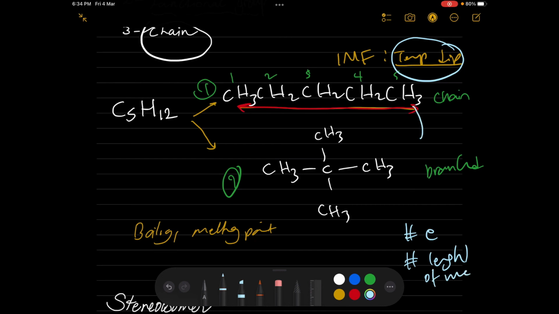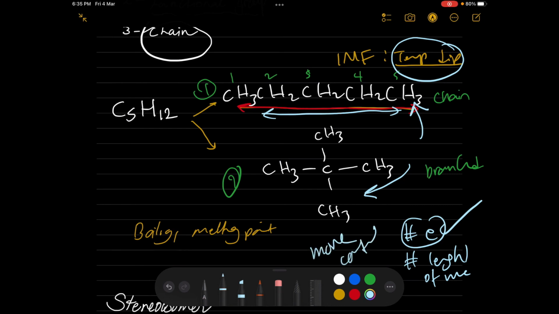As we can see, this molecule is longer than this one. They have the same number of electrons, but this one is longer, which means more contact points, which means stronger intermolecular forces and a higher melting point and boiling point in this case. So this is our lesson. This one has a higher melting point, and this is due to the contact points and stronger intermolecular forces, and that's it.